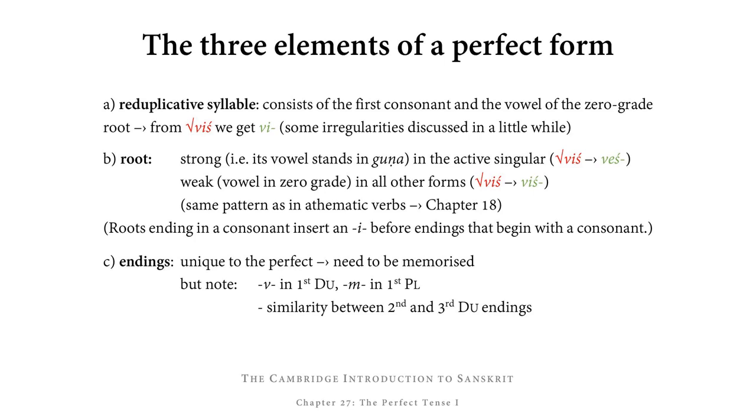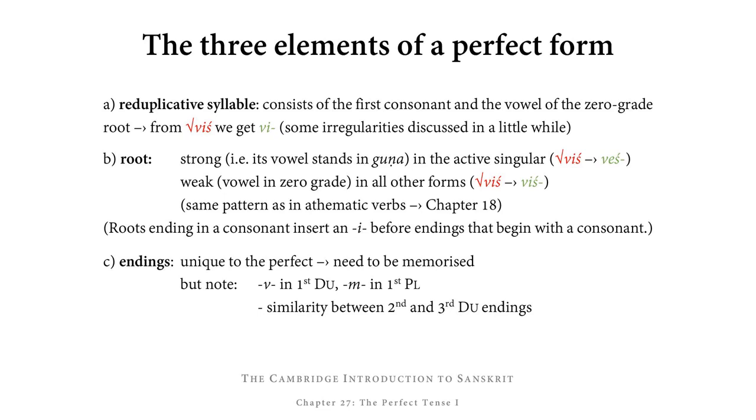In between the root and the ending, we sometimes have an I appearing, and that is the case if a root ends in a consonant, and the ending also begins with a consonant. That then leads us to the third main element of perfect forms, namely the endings. The endings are unique to the perfect, and so we don't know them yet, and they need to be memorized.